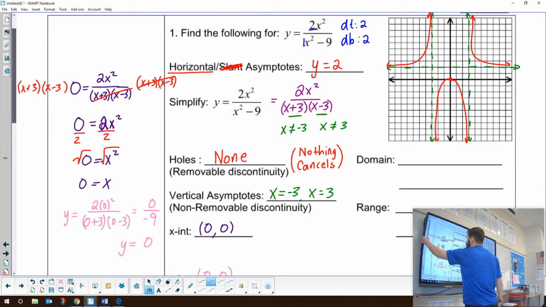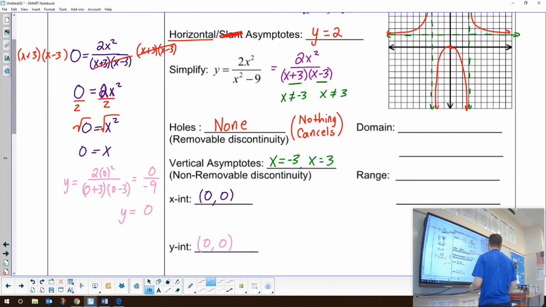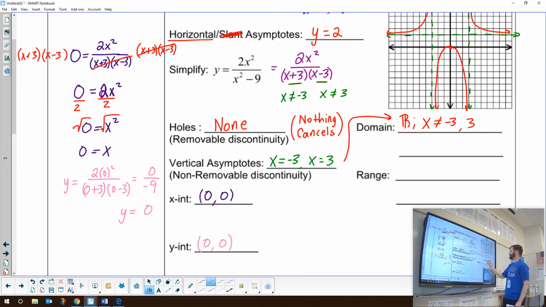All right, continuing on, we're going to take a look at our domain and range. My domain is going to be all real numbers except whatever our vertical asymptotes or holes are. So my vertical asymptote is x equals negative 3, x equals positive 3. And so that's going to say that that's what x cannot equal. It can't equal negative 3 or positive 3. So we're going to go just like we've done in the past. Negative infinity to negative 3, union, negative 3 to 3, union, 3 to positive infinity.